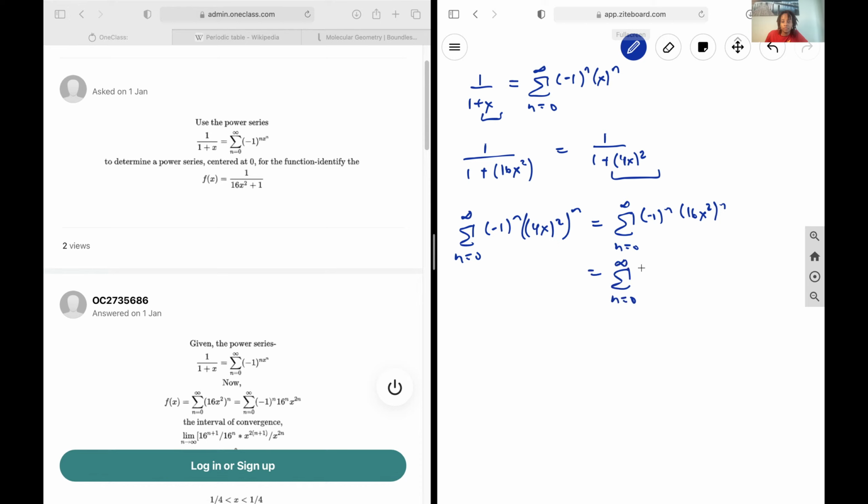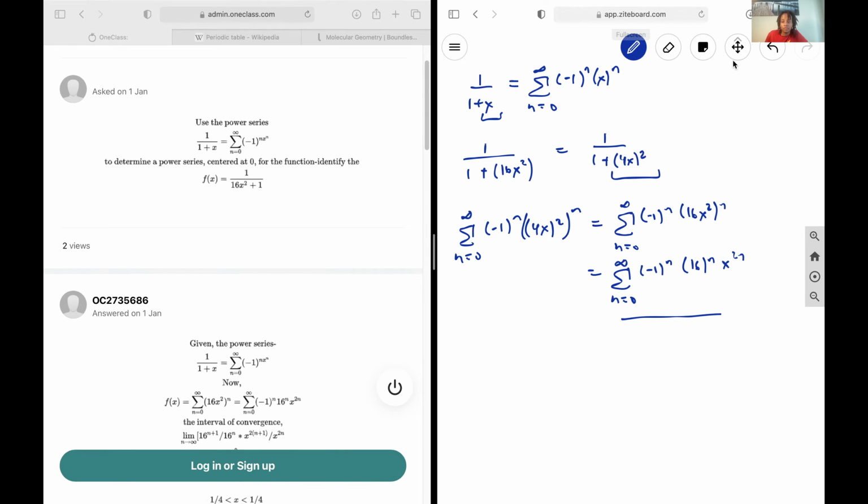And that is the summation from n equals 0 to infinity of negative 1 to the power of n, 16 to the power of n, and x to the power of 2n. And that is going to be the final answer for the summation.